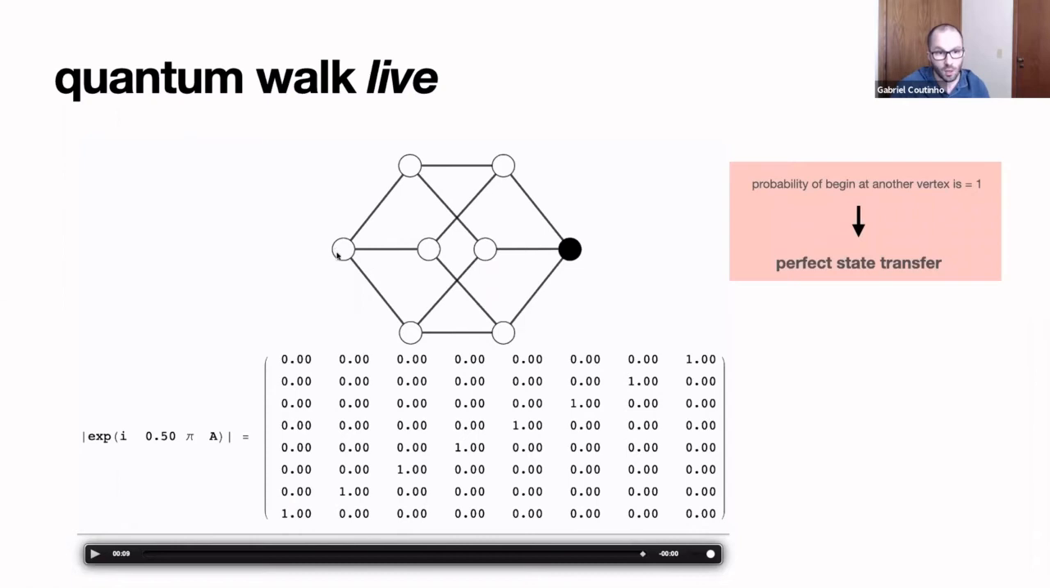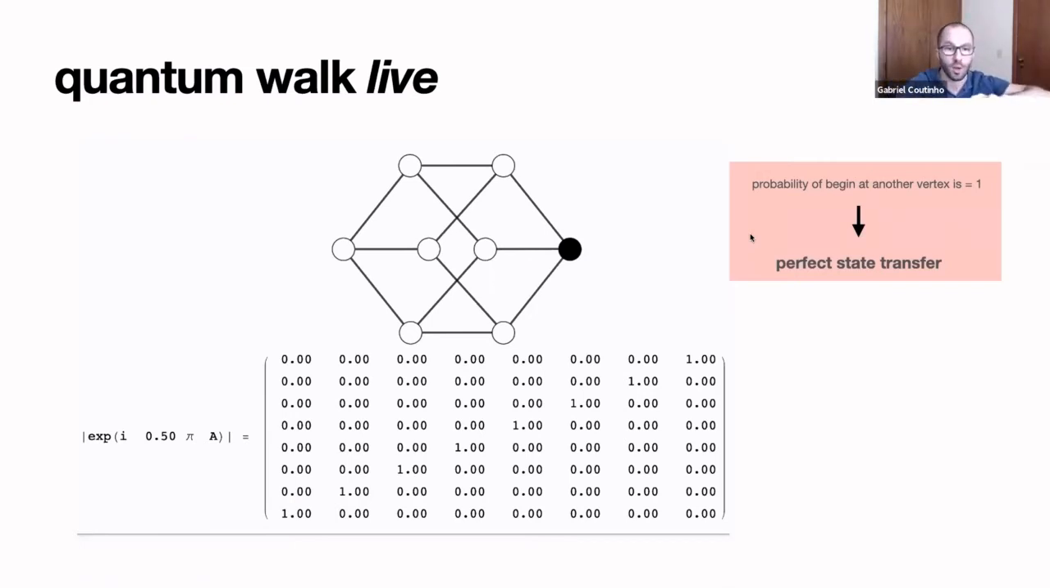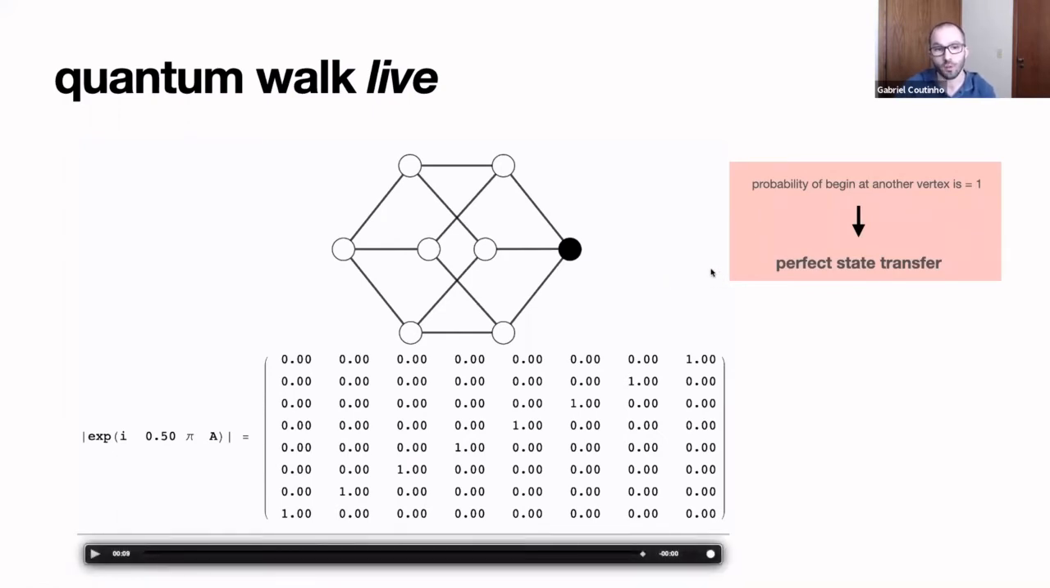We started here with probability 1, and then we end up here with probability 1, meaning that the state was perfectly transferred from here to here. And this is not usual in most graphs. If we had simply generated a random graph and started a quantum walk anywhere, most likely we would not see this phenomenon. We would see the quantum walk getting more and more unpredictable. It would be difficult to see a pattern, even though it is almost periodic, if you know what that means. It tends not to be straight periodic, as we had just seen here, where it moves from left to right and then back.